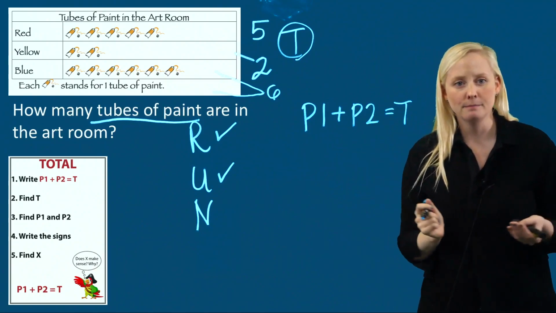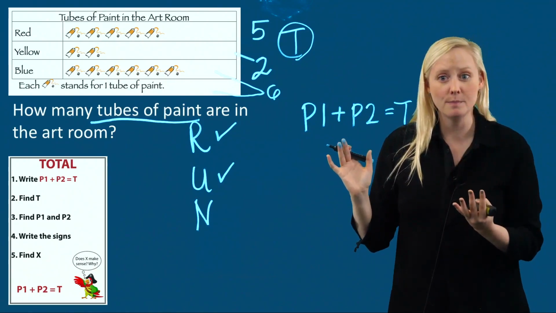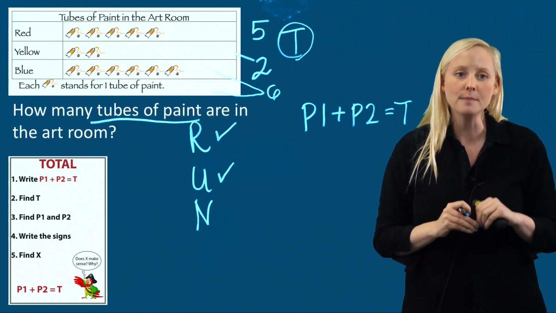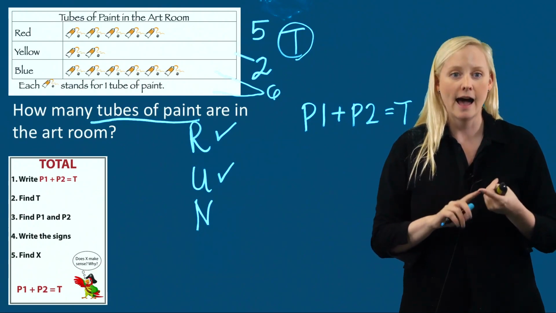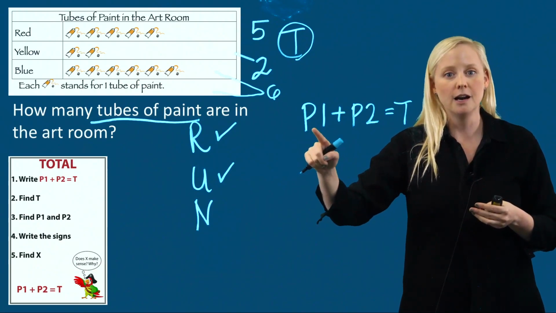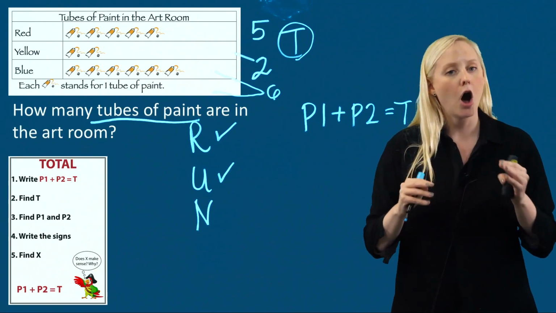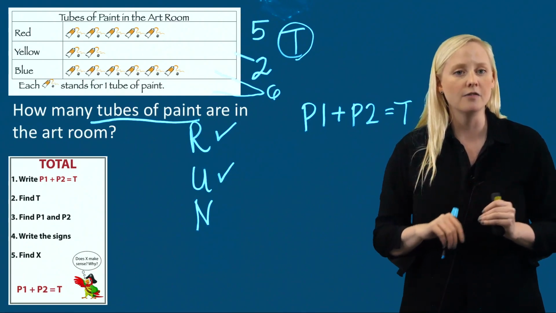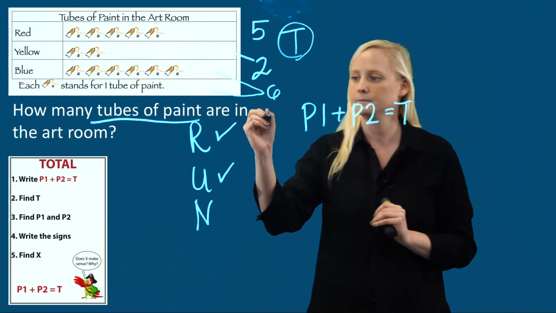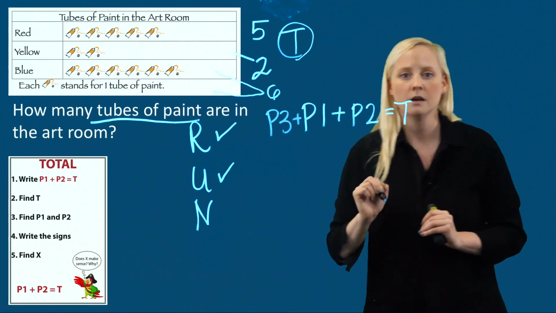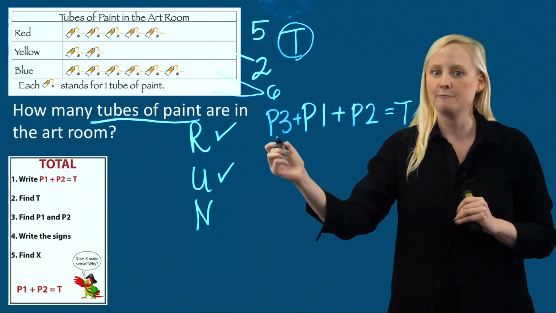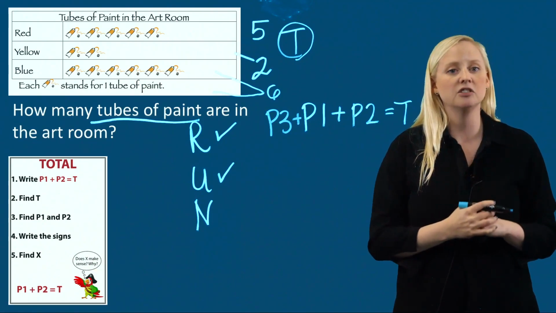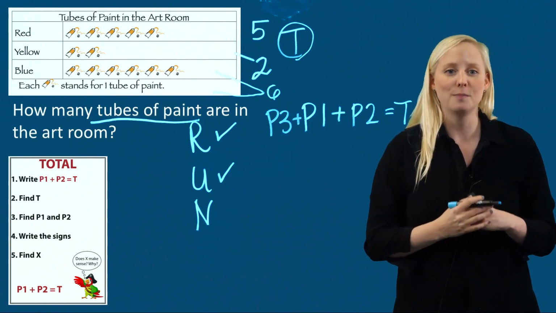Now, in this problem, I have red paint, yellow paint, and I have blue paint. In previous problems, we've had 2 parts, but this problem is different because I have 3 parts. I have red, yellow, and blue. In our problem, though, we only have 2 parts. All we need to do, though, is add a P3 at the front of this problem so that we have a spot for each one of our parts. I'm going to do that now. So in our total problem with 3 parts, I have P3 plus P1 plus P2 is the same as the total. Now I can just continue with my total poster.